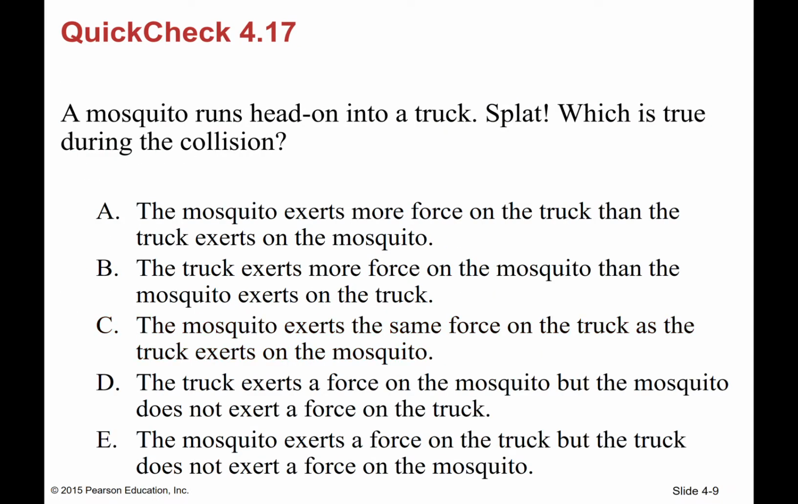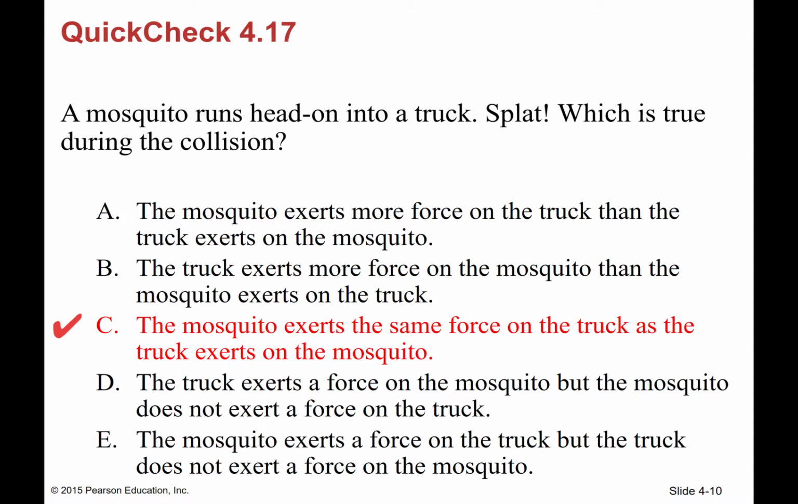So we have here an example. We have a mosquito that runs head into a truck. So out of the 5 options there, which one is true? The mosquito exerts more force on the truck than the truck exerts on the mosquito. The truck exerts more force on the mosquito than the mosquito exerts on the truck. The mosquito exerts the same force on the truck as the truck exerts on the mosquito. The truck exerts a force on the mosquito, but the mosquito does not exert a force on the truck. And the mosquito exerts a force on the truck, but the truck does not exert a force on the mosquito. Which one is true? Take a minute.